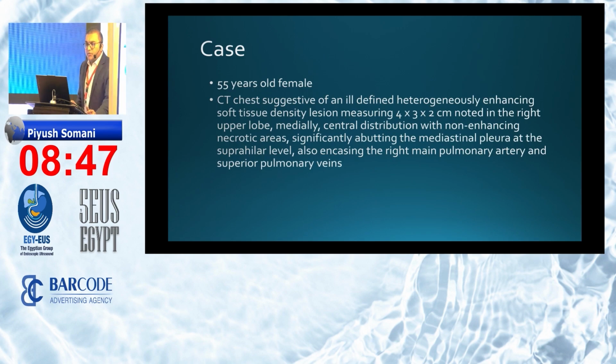Coming to another patient, a 55-year-old female patient with CT chest suggestive of an ill-defined mass, 4 centimeter in the right upper lobe, central in distribution, abutting the mediastinal pleura in the suprahilar region and encasing the right pulmonary artery. These masses are difficult for the radiologist to take a biopsy because of the blood vessels involved.